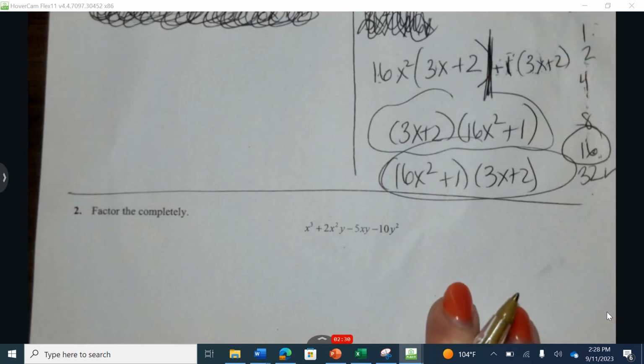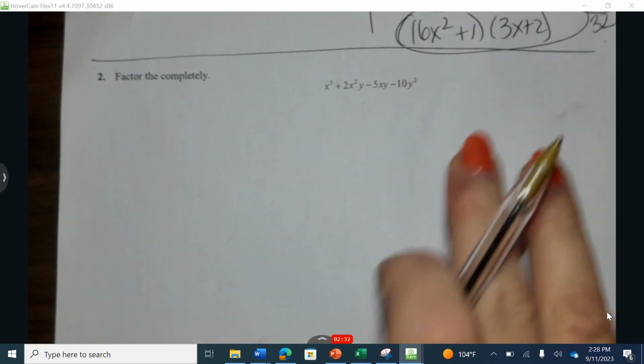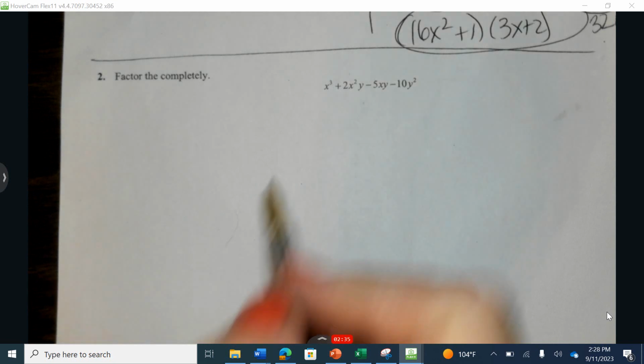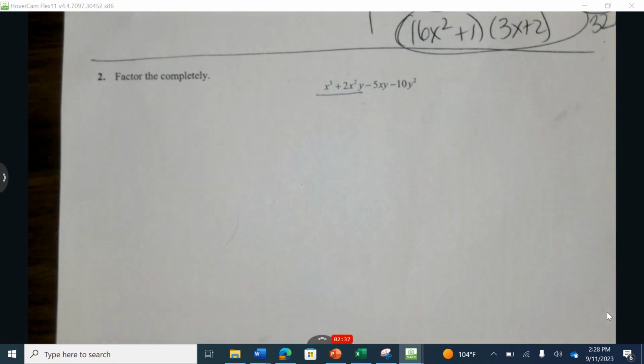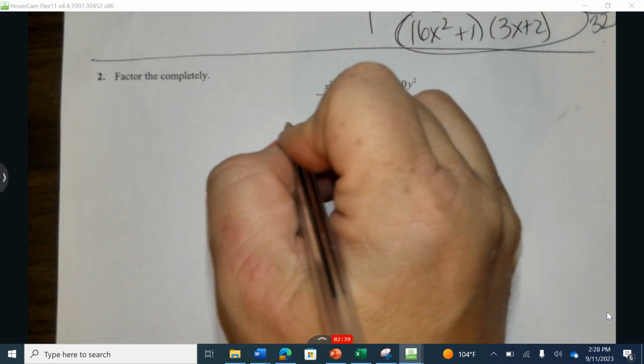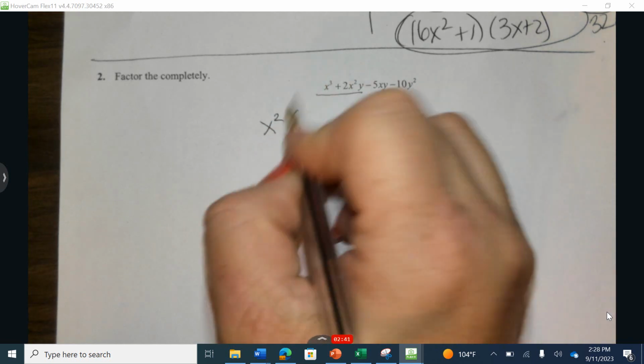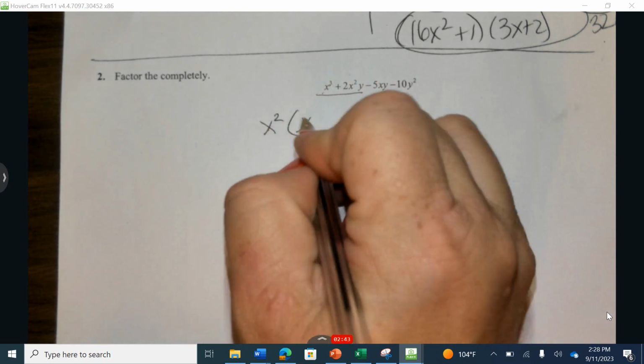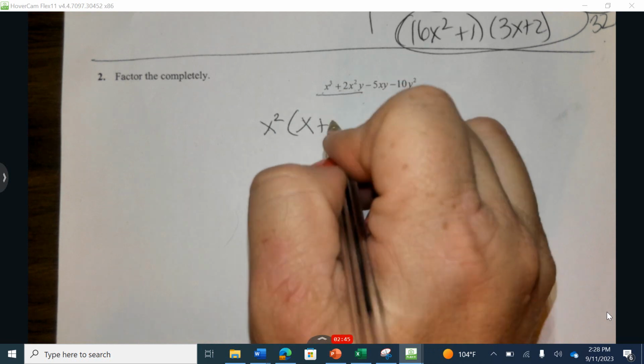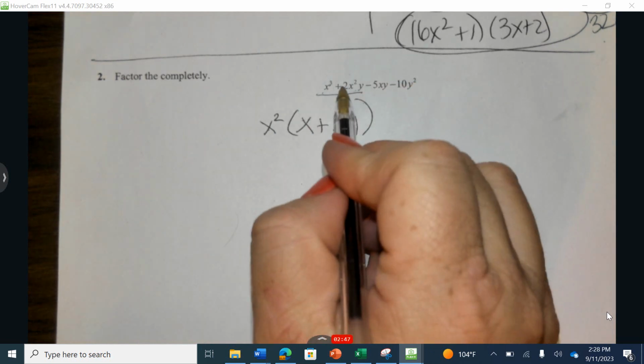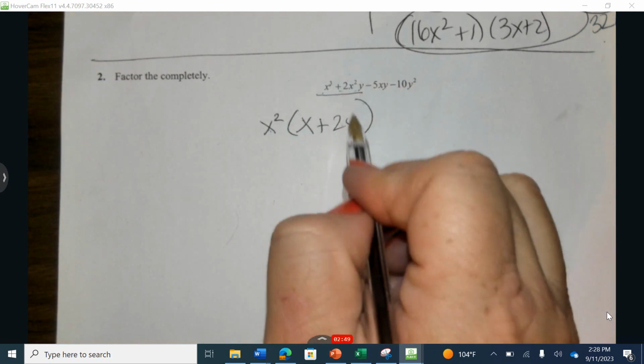Let's look at number 2. Okay, so looking at number 2, and I'm looking at the first two terms, it looks like the most I can pull out would be an x squared. So x squared times x gives me x cubed, and x squared times 2y gives me 2x squared y.